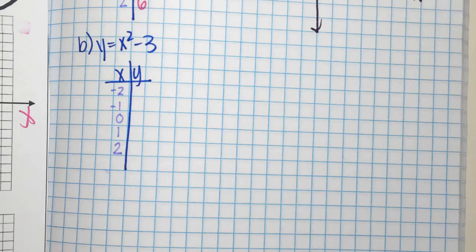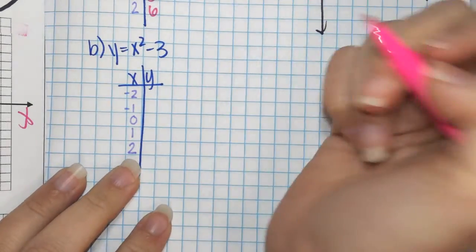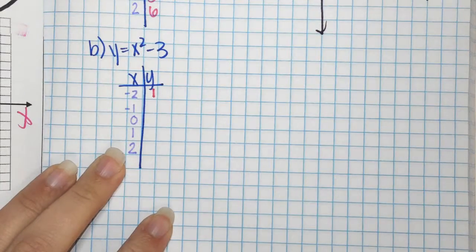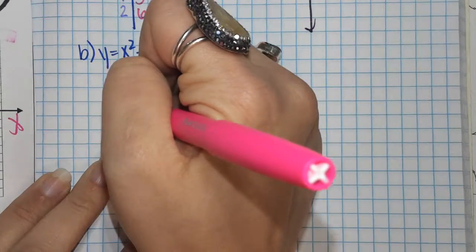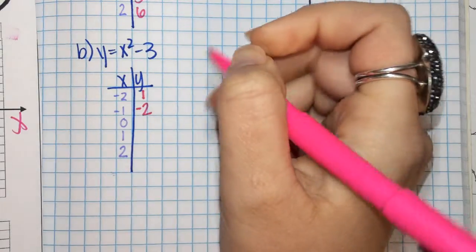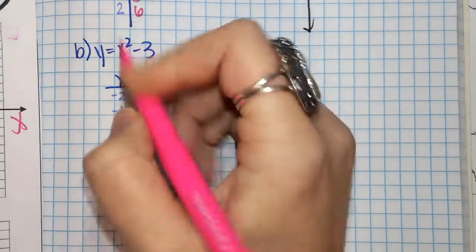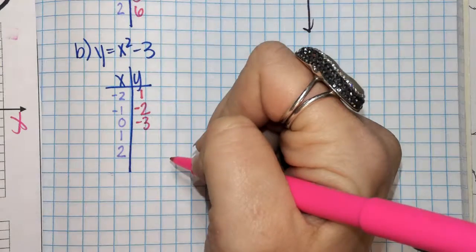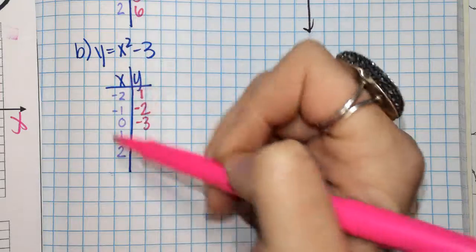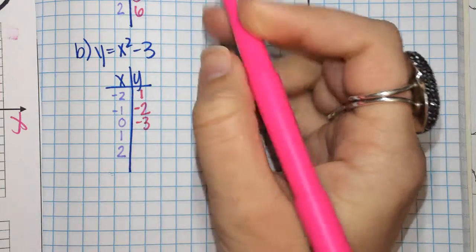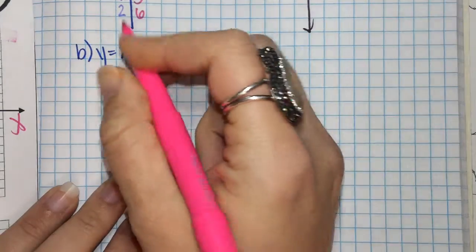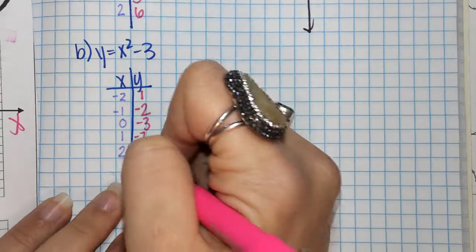All right, what is negative 2 squared? And what's 4 minus 3? 1. Awesome. All right, what's negative 1 squared? What's 1 minus 3? Negative 2. What's 0 squared? 0. 0 minus 3? Negative 3. What is happening? Y'all are scaring me. What's 1 squared? 1 minus 3? Negative 2. Squared? 4. 4 minus 3? 1.